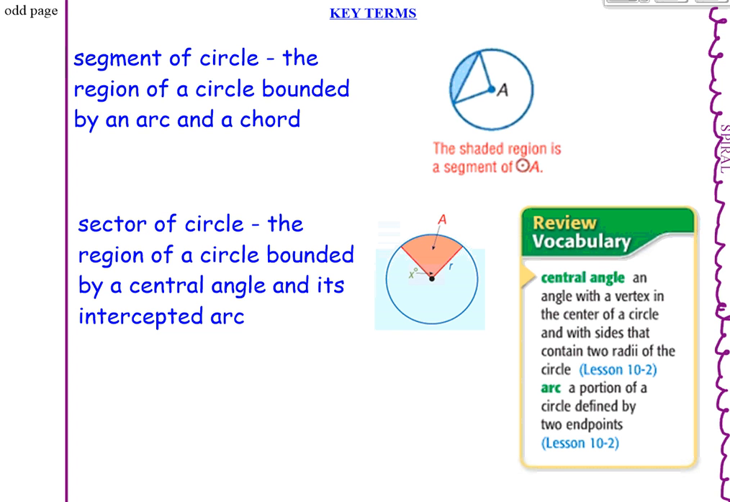What you're defining is the segment of a circle, and the segment of a circle is actually the region of a circle bounded by an arc and a chord. So it's that little blue spot there. And that's maybe a little bit new for you. The shaded region is the segment of circle A.